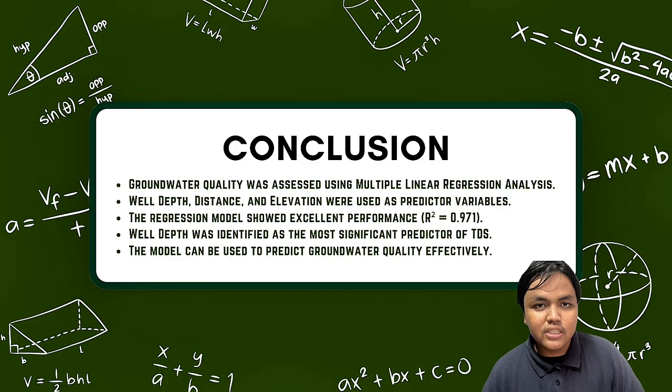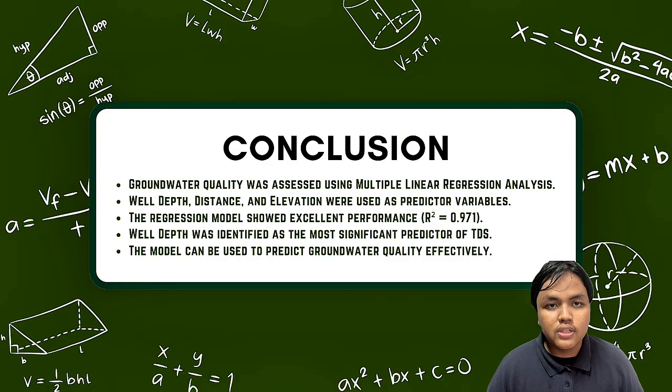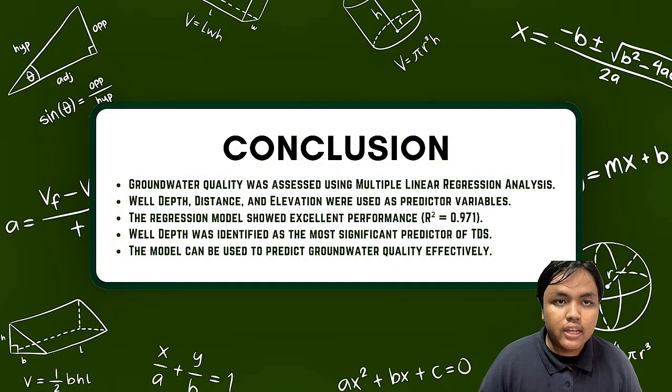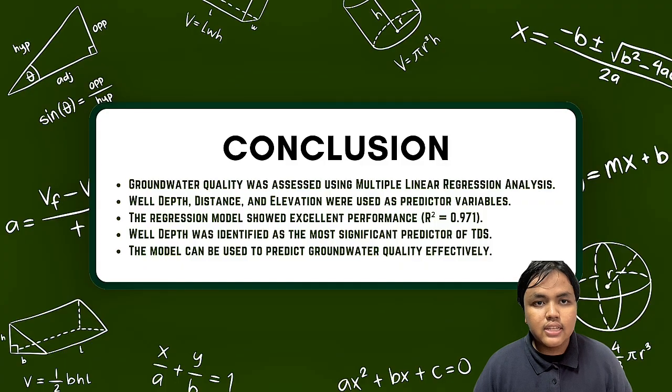Thank you. In conclusion, groundwater quality was successfully assessed using multiple linear regression analysis. The study examined the effects of well depth, distance from potential contaminant source, and elevation on total dissolved solids, or TDS. The regression model performed very well with an R square value of 0.971, indicating that 97.1% of the variation in TDS can be explained by the selected variables.